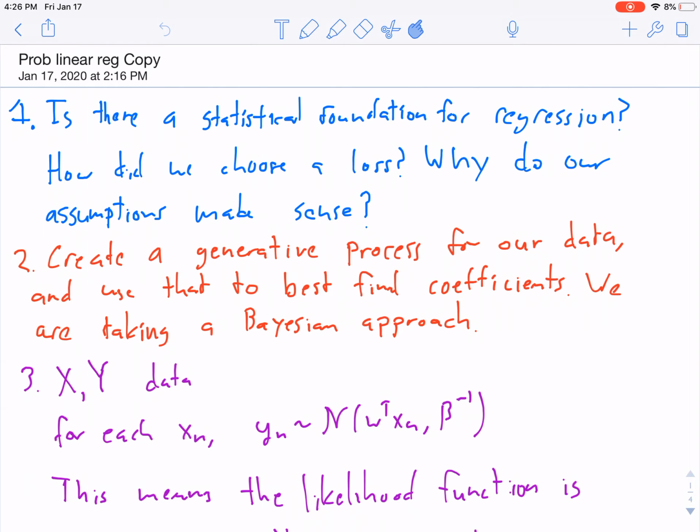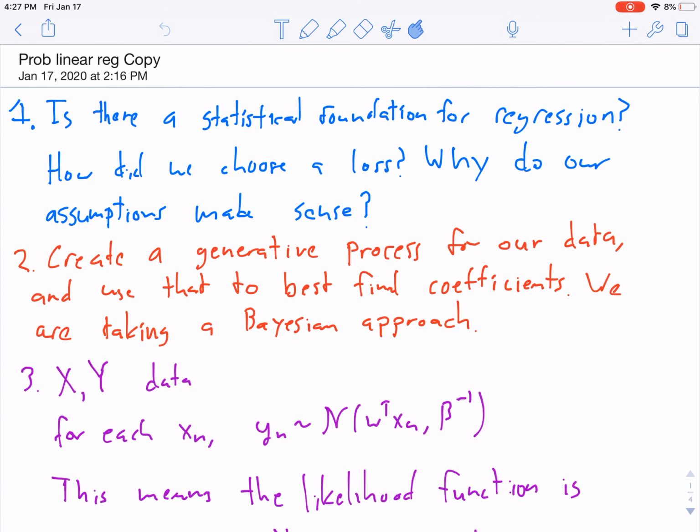Specifically, we're going to create a generative process for our data. A generative process is like, in Stat 110, we have stories for distributions, and a generative process is the story for our data: how did we get it? We're going to assume that's true and use it to find the best coefficients. And we'll see that we get the same results as linear regression.